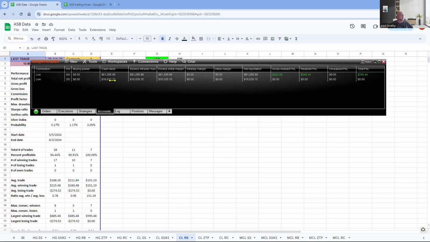That's that live account right here, $16,035. It started at 12,000. I'll show you that at the beginning. This is what the sims have done today.